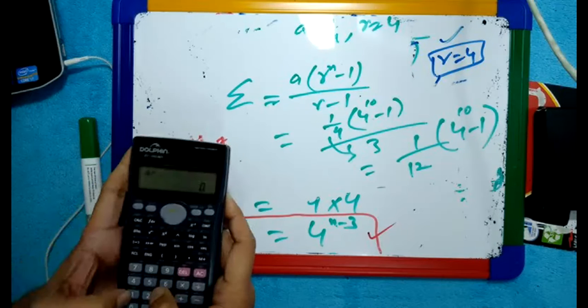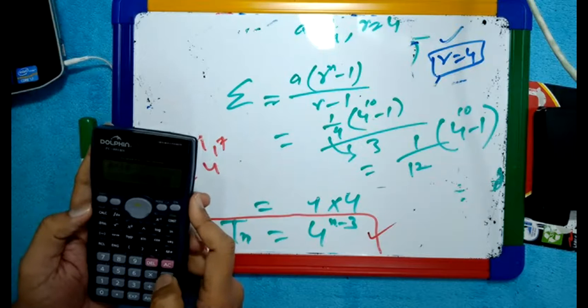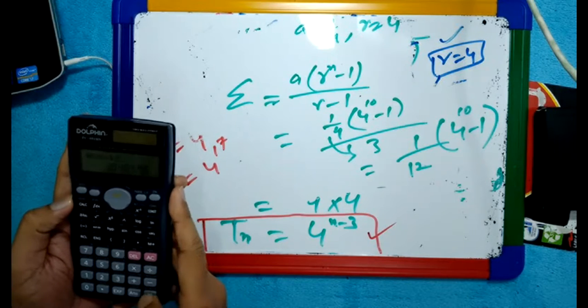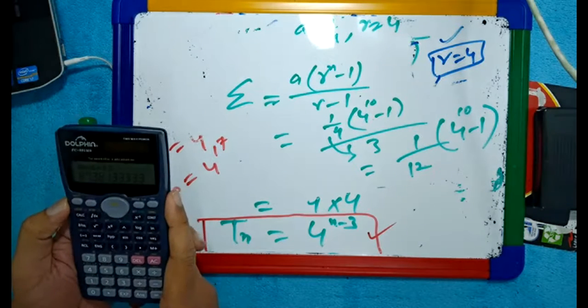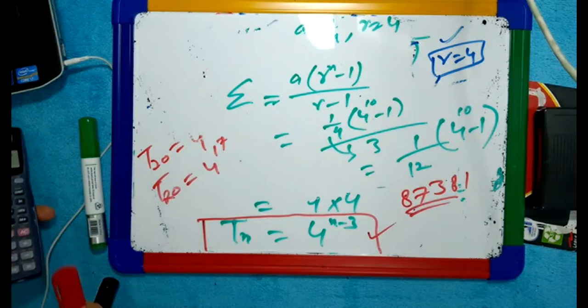Okay. 4 raised to power 10, divided by 12. What result do you get? 87,381. This is the answer of this geometric sequence.